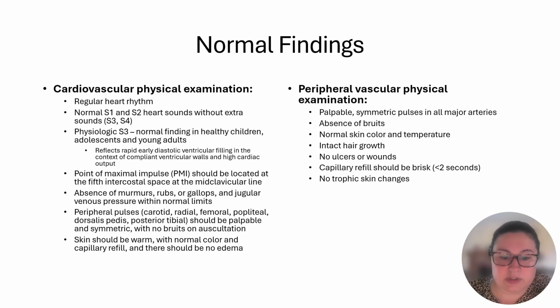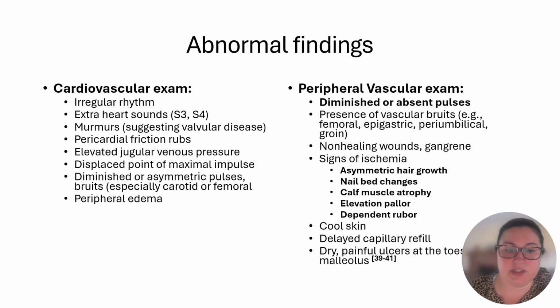Peripheral pulses, carotid, radial, femoral, popliteal, dorsalis pedis, and posterior tibial should all be palpable and symmetric with no bruit on auscultation. Skin should be warm and dry with normal color and capillary refill time. There should be no edema. Your peripheral vascular exam should have palpable symmetric pulses in all major arteries, absence of bruits, normal skin color and temperature, intact hair growth, no ulcers or wounds. Capillary refill should be brisk, less than 2 seconds, with no trophic skin changes.